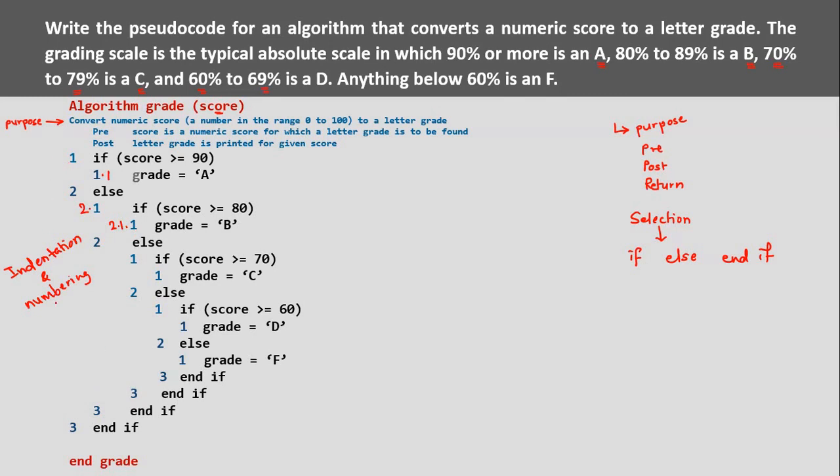So after evaluating all those conditions, finally we would print the result. So statement number 4 will print the score and grade. So this is how we should write the algorithm in the form of a pseudocode.